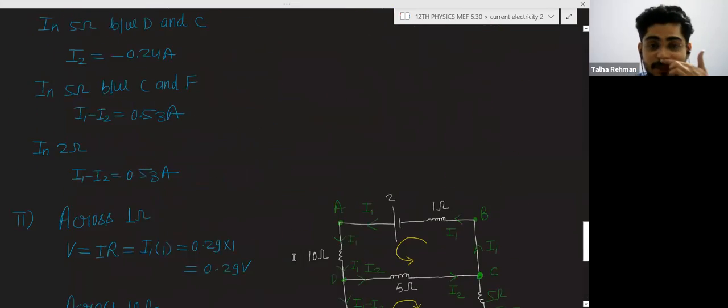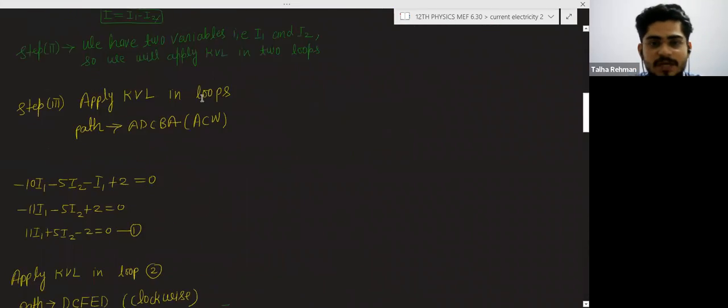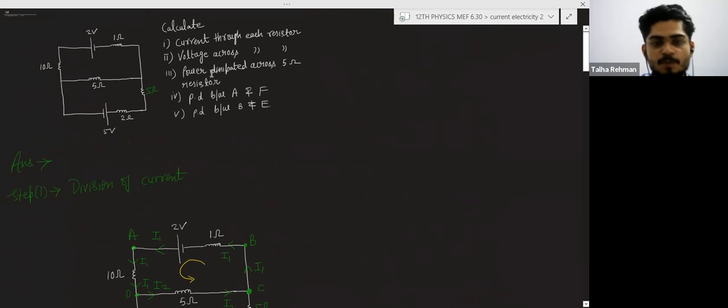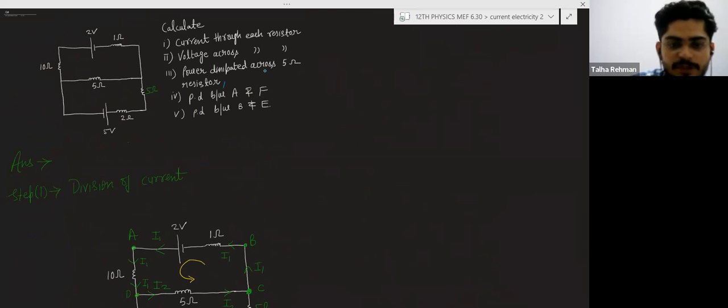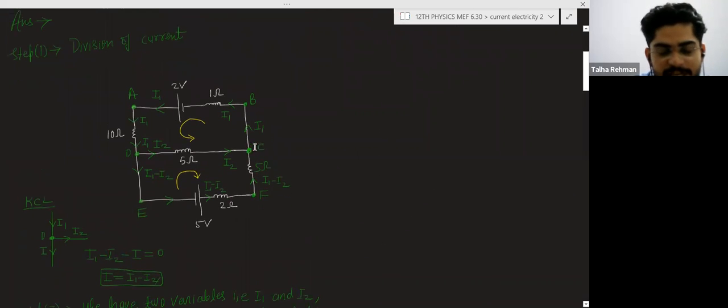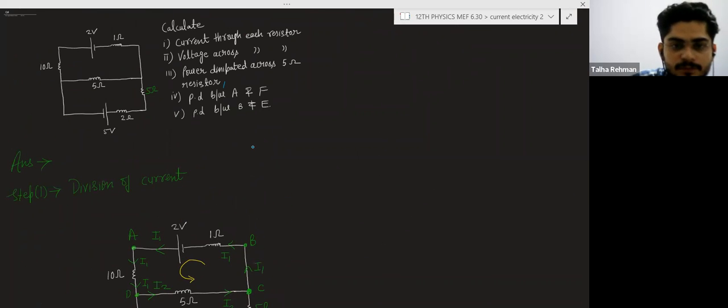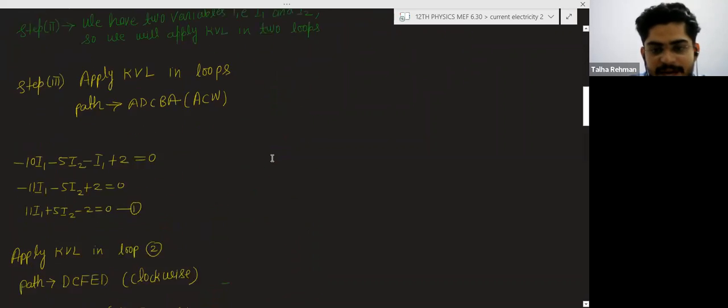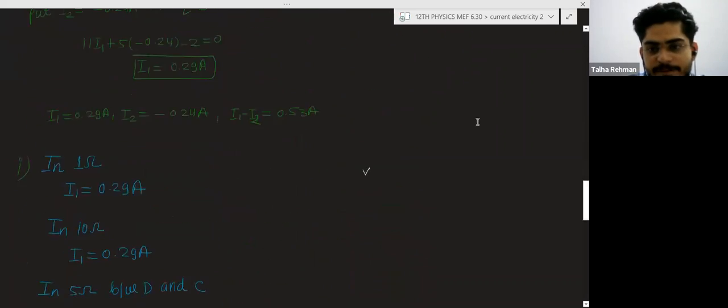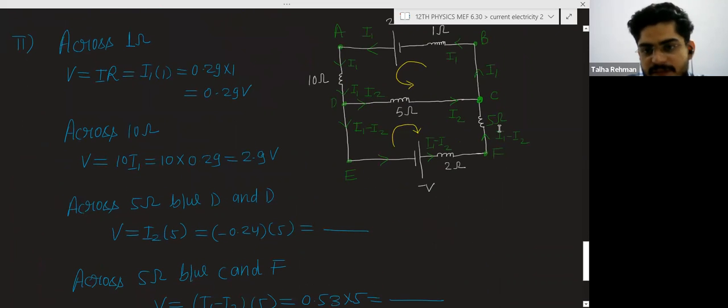So we have just completed the second part of the question. Now the third part of the question: power dissipated across 5 ohm resistor, between C and F. We have two 5 ohm resistances, that is why I am writing between C and F. So we have to calculate the power dissipated in this resistance.